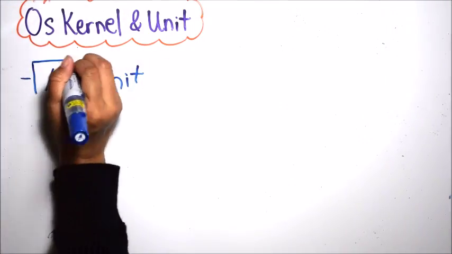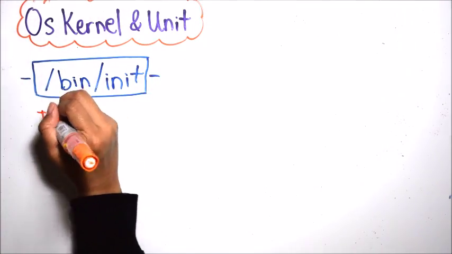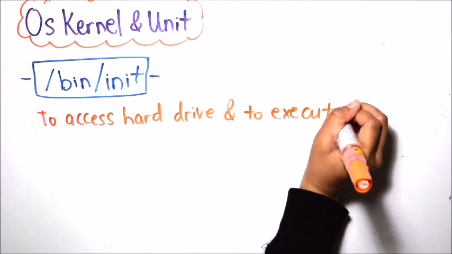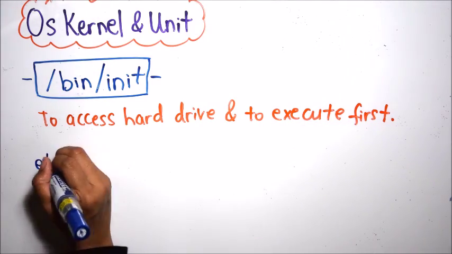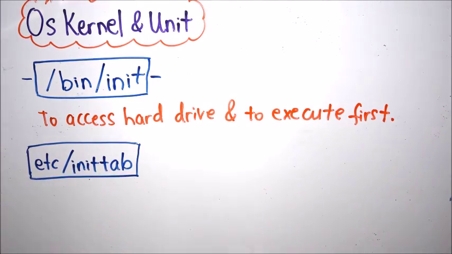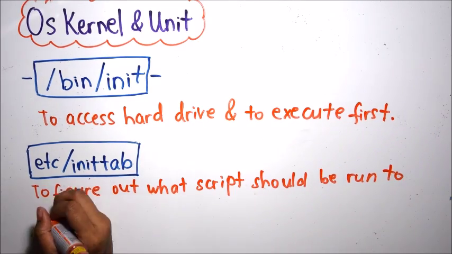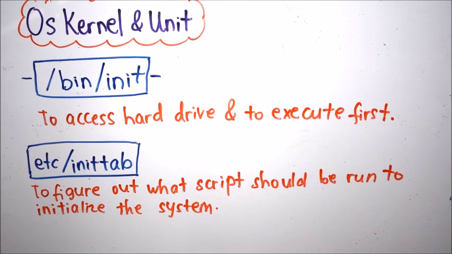This is a program called /bin/init. It accesses hard drives and needs to be executed first. While this is a program called /etc/inittab. It is used to figure out what script should be run to initialize the system.